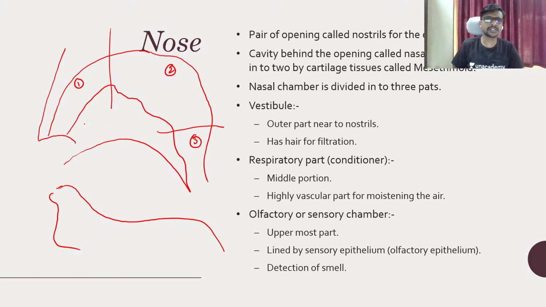The first part is called the vestibule. It is the outer part of a nostril and contains hair for filtration. The hair arrangement, if you see, is like this. So anything that wants to enter will definitely be filtered by the hair. So the first part of the nose is involved in filtration.